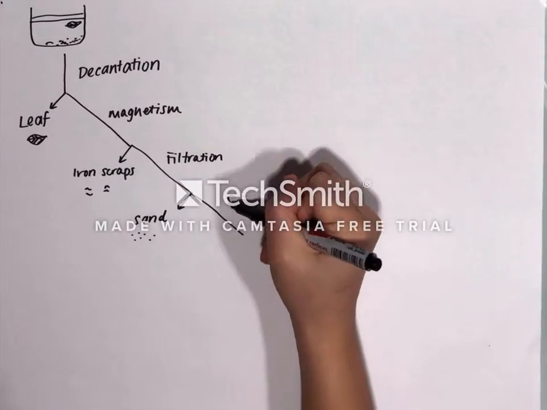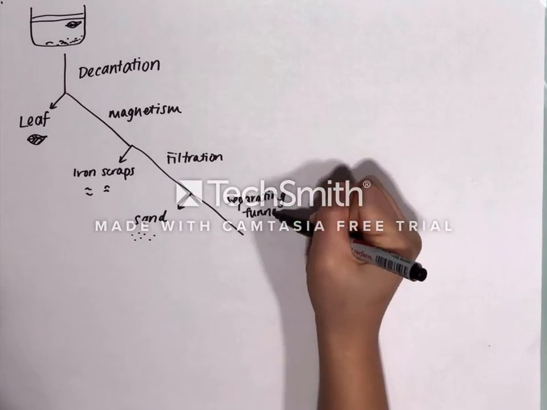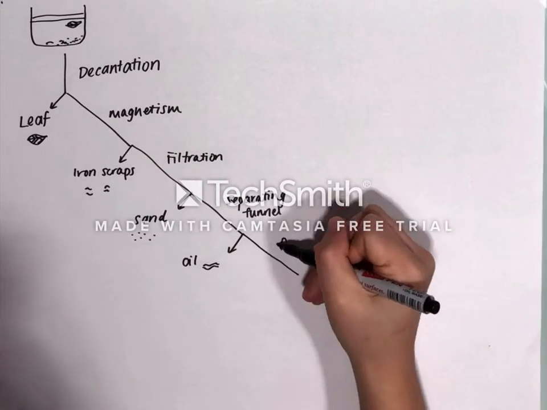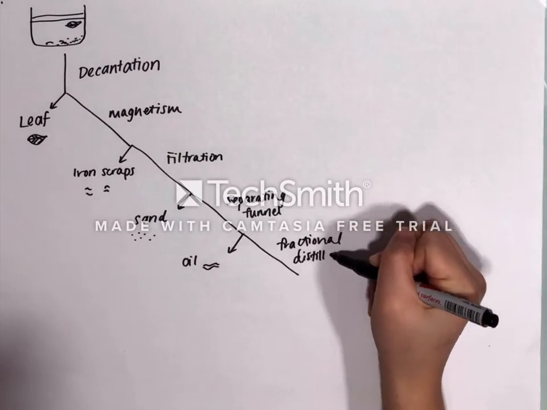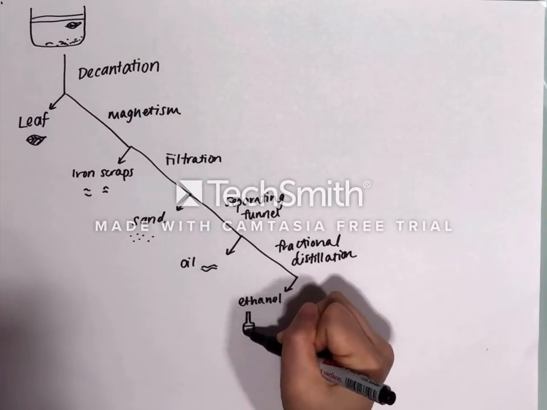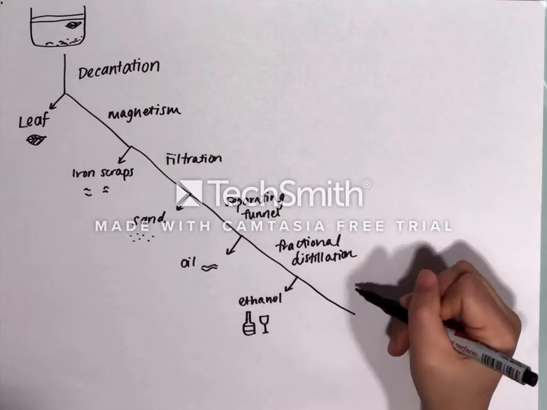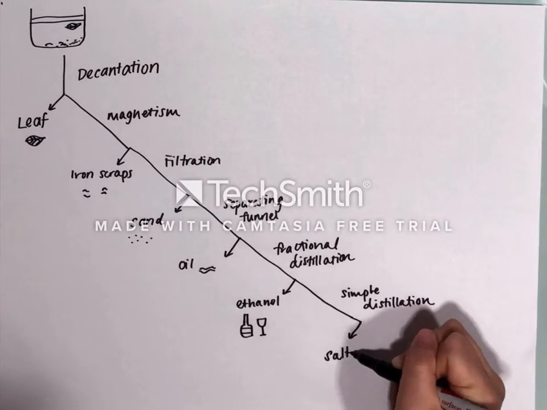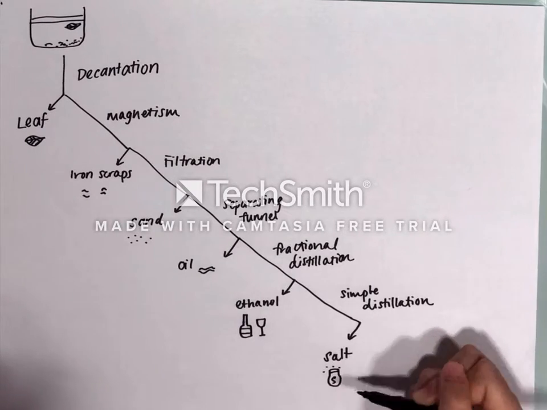To separate the immiscible liquid from this mixture, we'll use a separating funnel, which would enable us to remove the oil. Then, to remove ethanol, we'll use fractional distillation as ethanol has a different boiling point from water. Lastly, we'll use simple distillation to remove salt, which is a dissolved solid in the mixture.